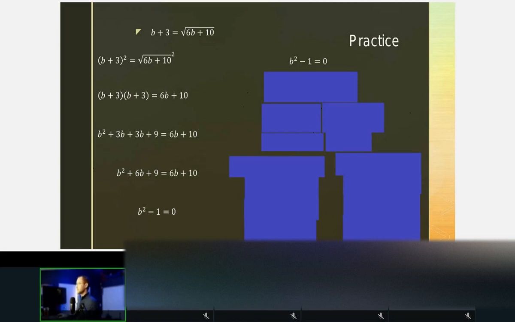Factor, yeah, we want to solve by factoring. So how does b squared minus 1 factor? It should be an easy one. How's it factor? b plus 1, b minus 1. Yep.